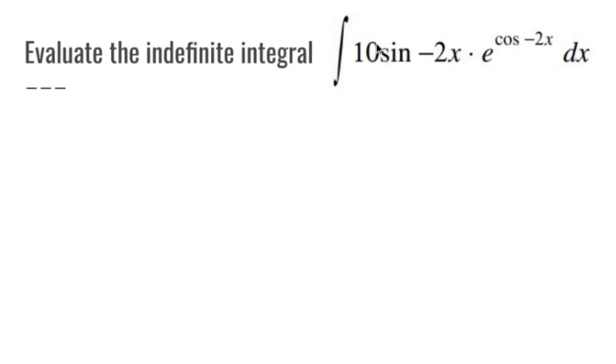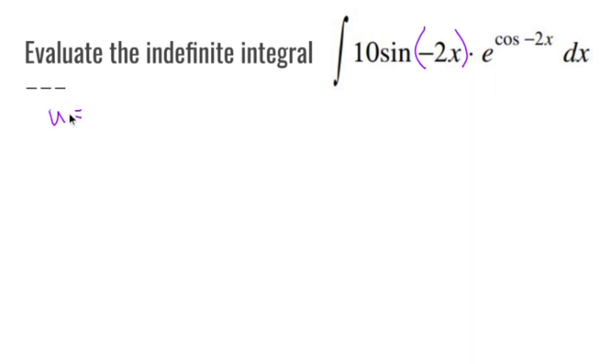Evaluate the indefinite integral. We have 10 sine of (let's put this in parentheses so it looks a little bit bigger) negative 2x times e to the cos negative 2x. Whenever you have weird looking integrals, like something times something to the something, we want to try to use what's called u substitution.